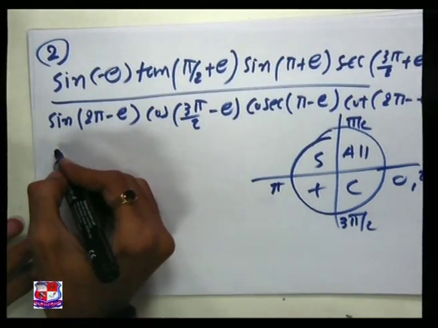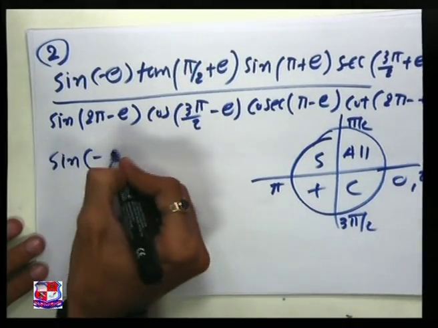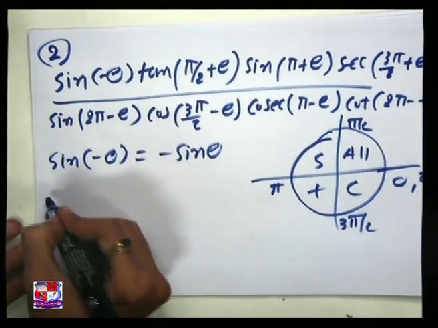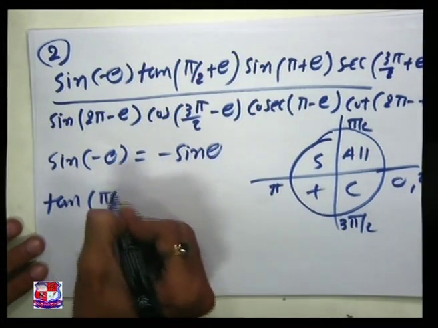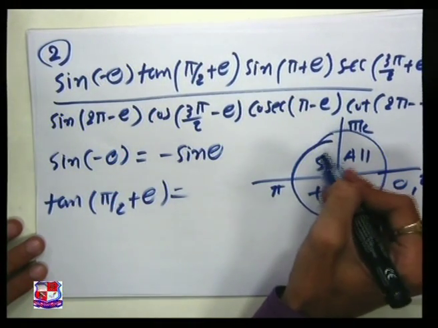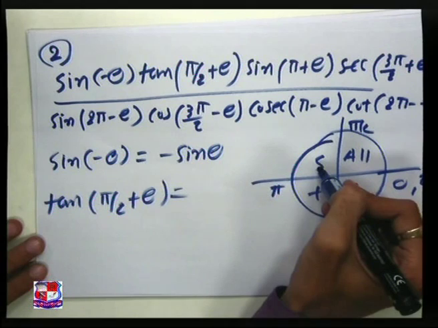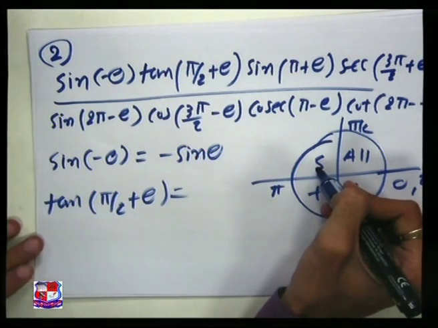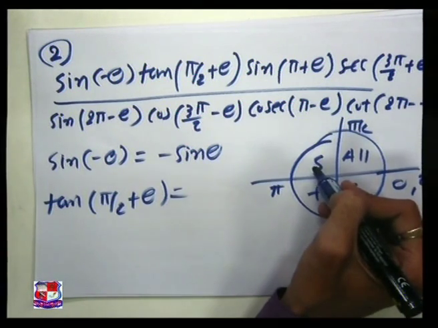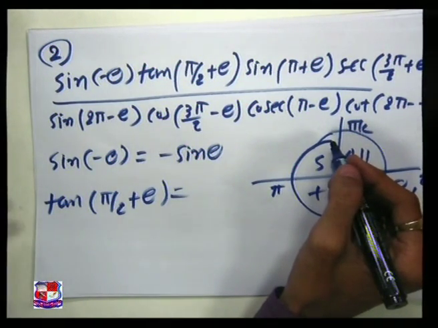So here sine minus theta is equal to minus sine theta. Then tan pi by 2 plus theta. Here pi by 2 plus theta is in the second quadrant, and in the second quadrant tan will be negative. So pi by 2 plus theta will be in the cot. So our answer will be cot theta.